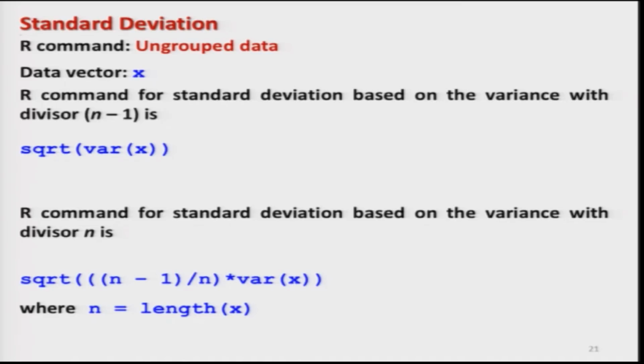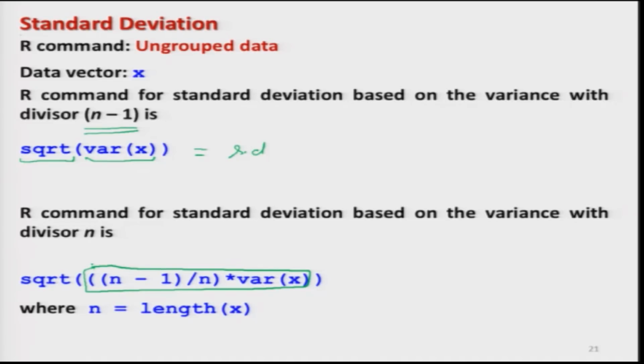And similarly, if you want to compute the standard deviation, that is very simple: simply find the square root of the variance that you obtained earlier. If I find the square root, with the function sqrt of the variance of x that we obtained earlier, then this is going to give you the standard deviation. But in this case you notice that the divisor is going to be n minus 1. In case you want the divisor to be n, then simply take the square root of the earlier expression that we obtained.